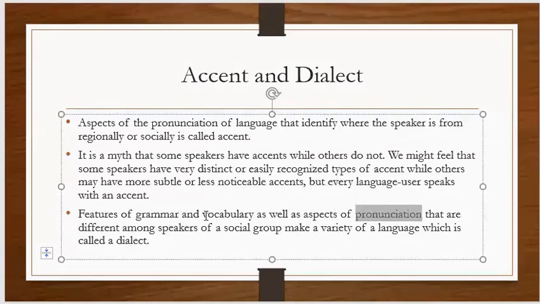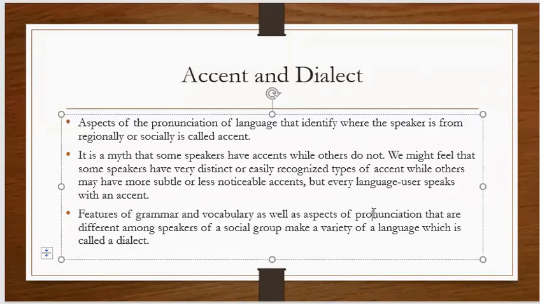But when we come to dialect, we are dealing with grammar, vocabulary, and aspects of pronunciation. If we consider all of these features together, features of grammar, vocabulary, and pronunciation, they would show differences in different varieties of the same language. Those differences would term a variety a dialect, right?